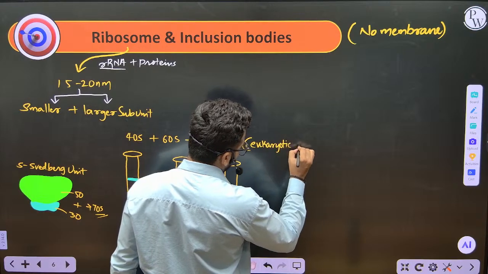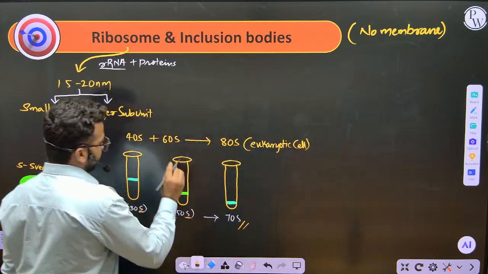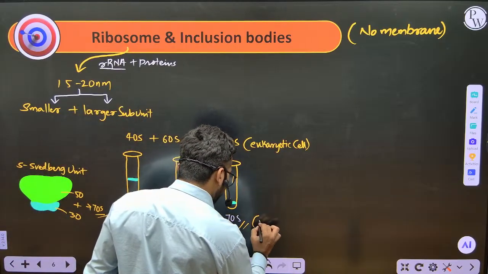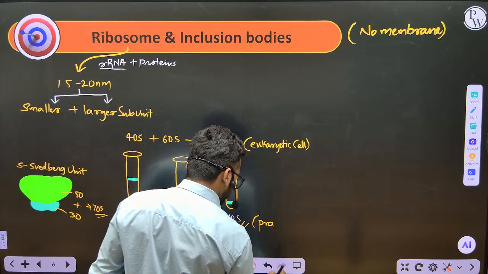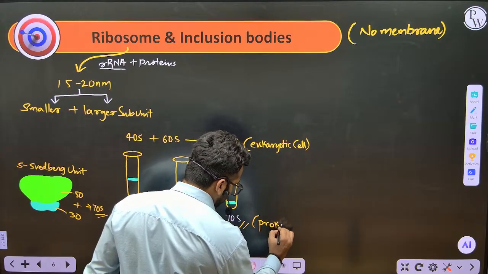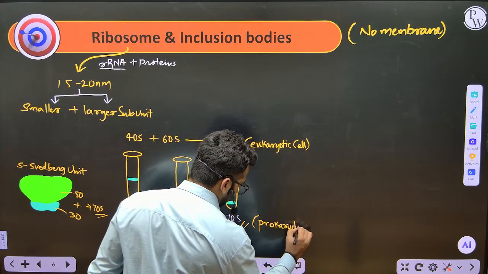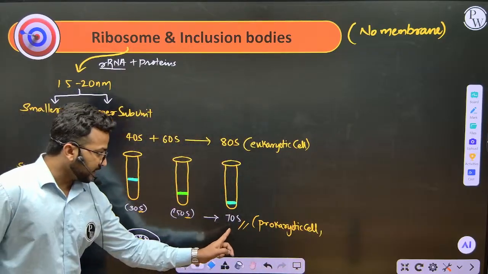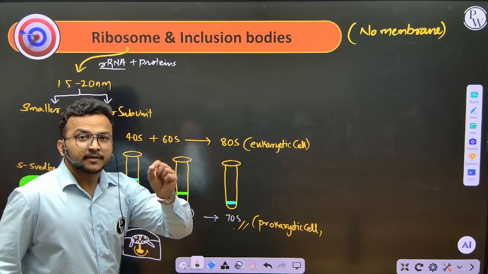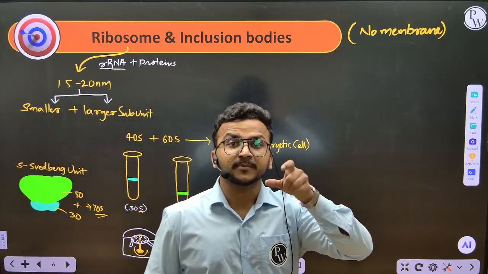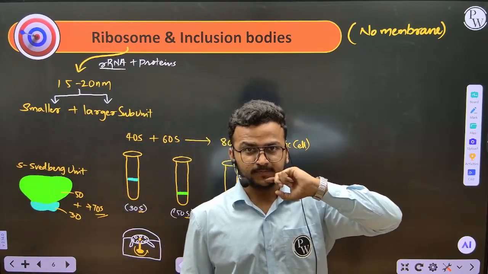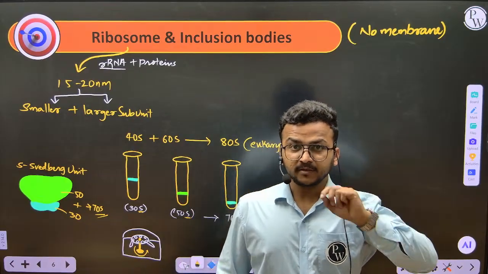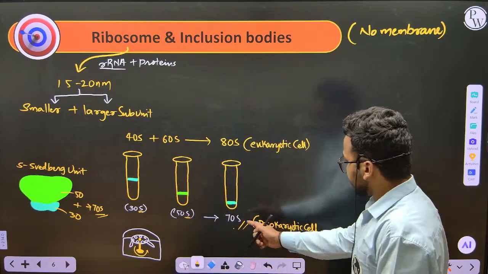In case of eukaryotic cell, it will be 80S. It is 70S in case of prokaryotic cell. Not only prokaryotic cells, 70S will be there. There are some ribosomes which are present in mitochondria also. They will be showing 70S.